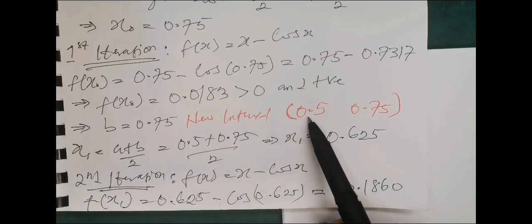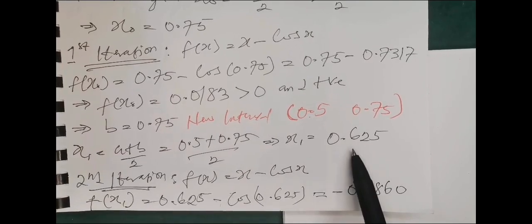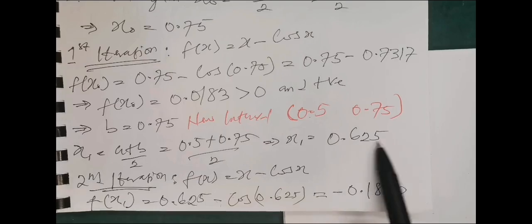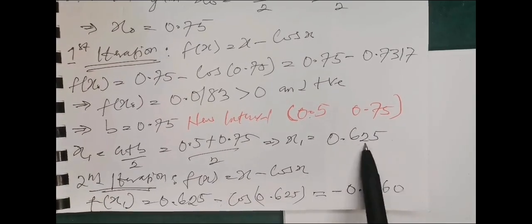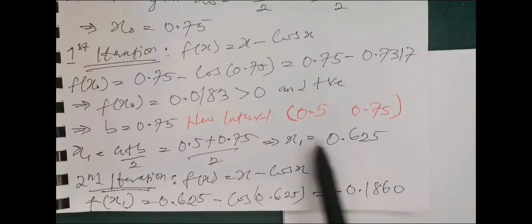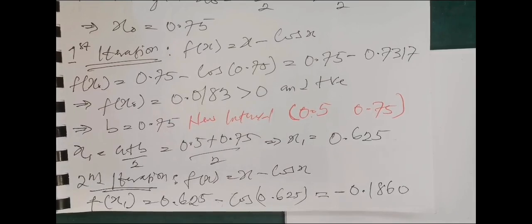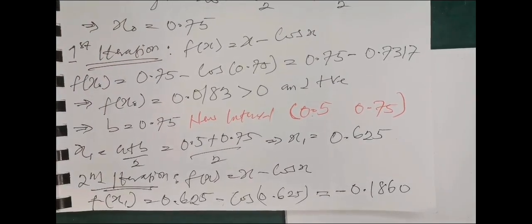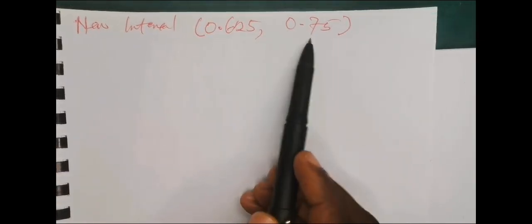So that means a now will be changed. a becomes the value of s1, and s1 is 0.625. So which means a will now be called 0.625, since 0.625 caused this function to become negative. So a will become 0.625, whereas b still remains 0.75. That becomes our new interval.